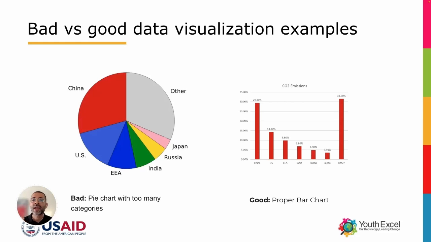Notice how China and other fall apart, but we can easily distinguish that one is larger than the other. That's because our eyes are more sensitive to lengths of bars than parts of a circle. Bar charts will be your go-to chart for data visualization.